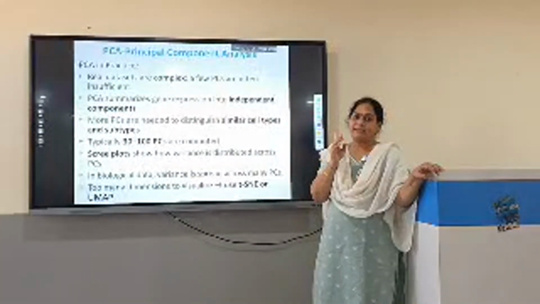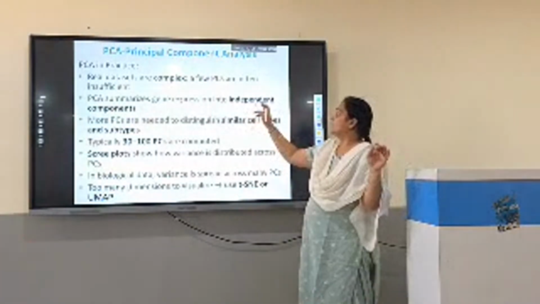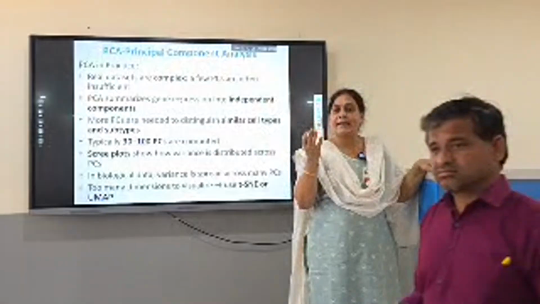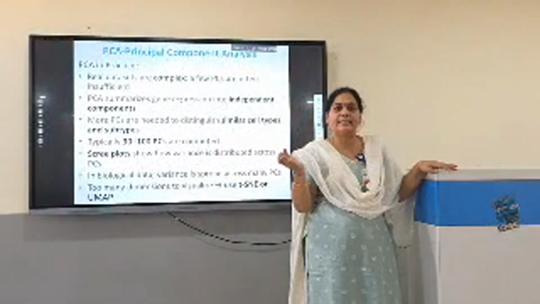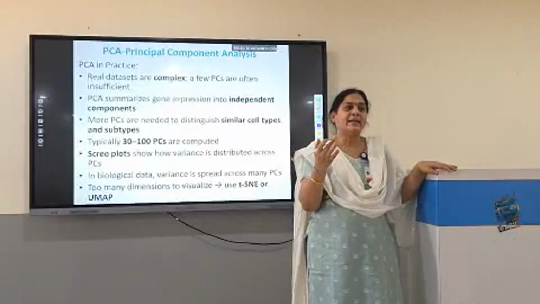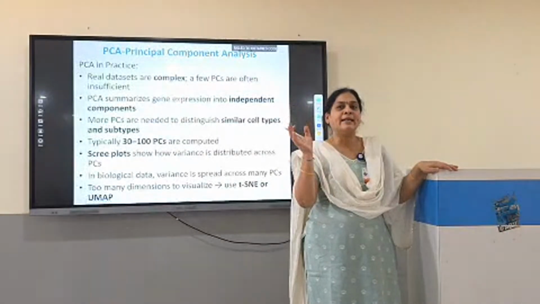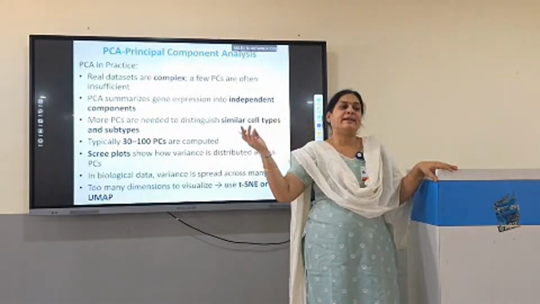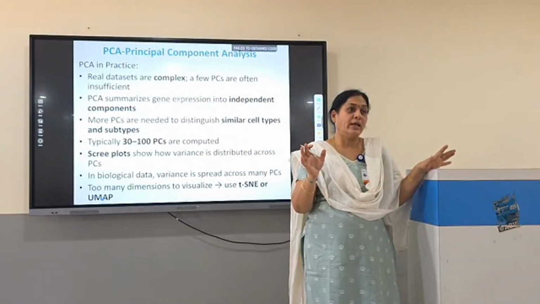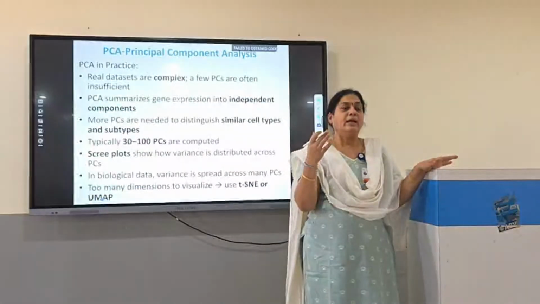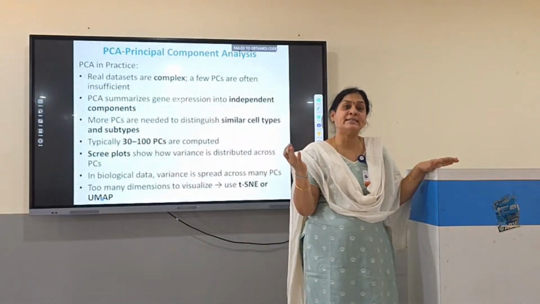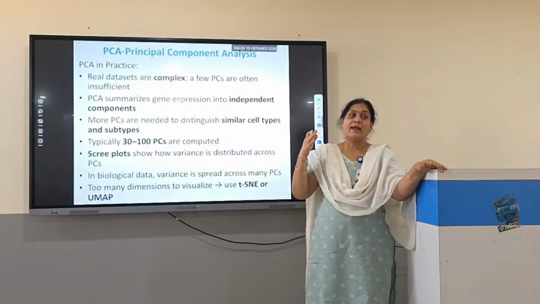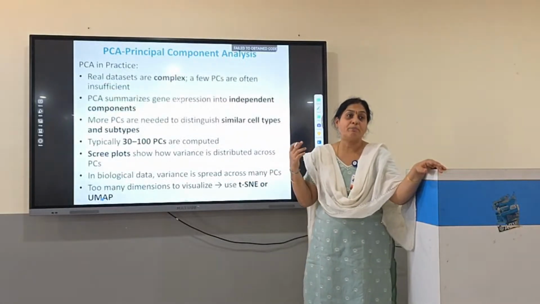The data is very, very complex. In real time, the real data sets are complex and very few components are often insufficient. So depending on how much variance is in your data set, based on that, you have to decide. You cannot decide that for any data set, 5 components are enough, or if you have 1000 dimensions, you need 10 dimensions. There is no hard and fast rule. It all depends on the data, on how much variance is in the data, and what the relationship is between the different attributes in the data. You can have different numbers of dimensions or principal components.